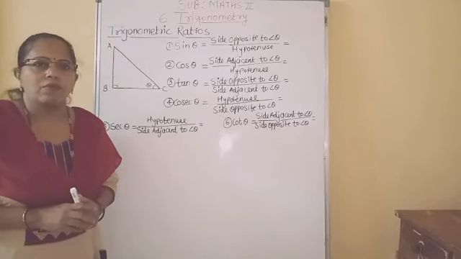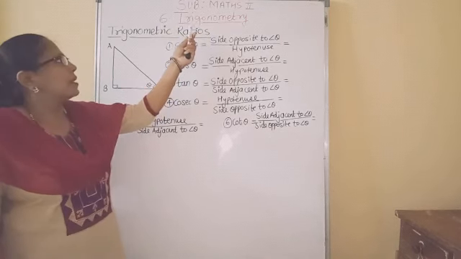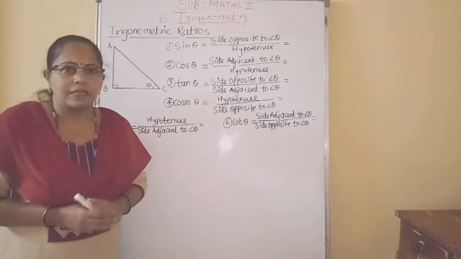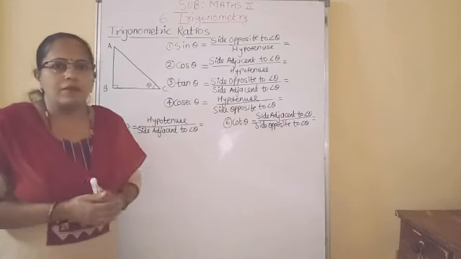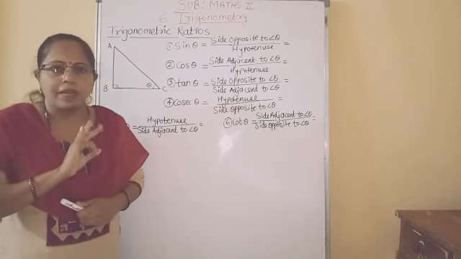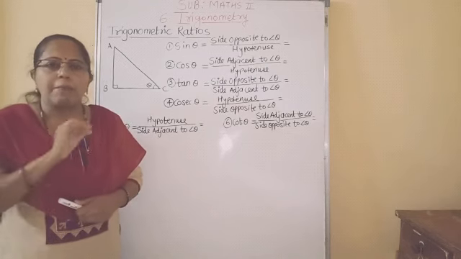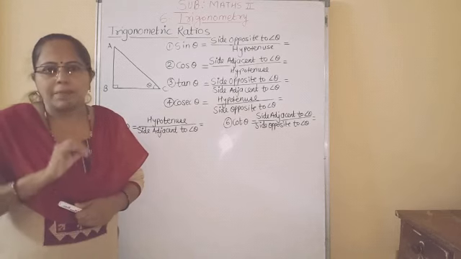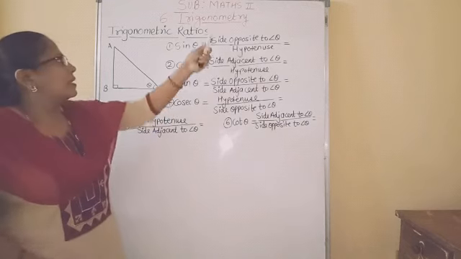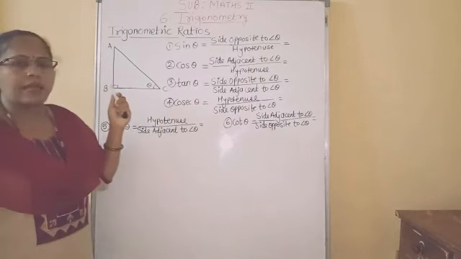Students, today we are going to start the sixth lesson from Mathematics Part 2, that is trigonometry. You already studied this lesson in 9th standard. The word trigonometry is a combination of three Greek words: tri means three, gona means sides, and metron means measurement. Means the measurement of three sides of a triangle is trigonometry. And trigonometry is applied in a right angle triangle.